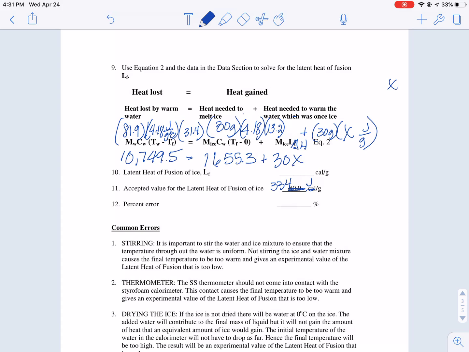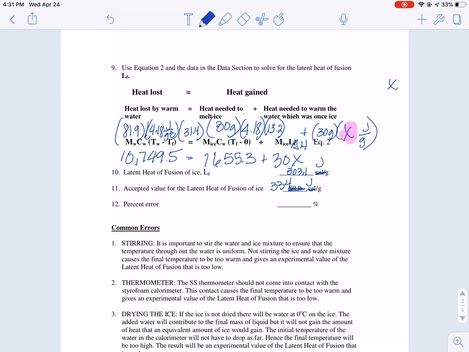Okay? So 10749.5 minus 1655.3, and I'm going to divide it by 30, and I get, and this is in joules, 303.1 joules per gram. That's what we solve for.